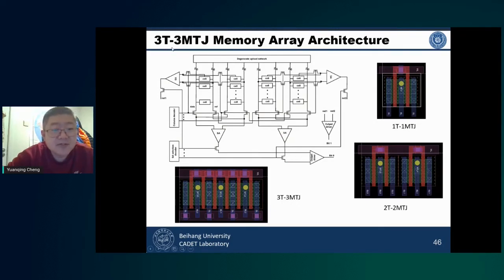Finish the design of a 3T3MTG cell structure, we can assemble these 3T3MTG cells into the memory array to construct the STT-MRAM chip. We also give the layout of 1T1MTG and 2T2MTG and 3T3MTG. For the 3T3MTG layout, we can use the shared source and drain contact technique to reduce the layout area of the 3T3MTG memory array structure.